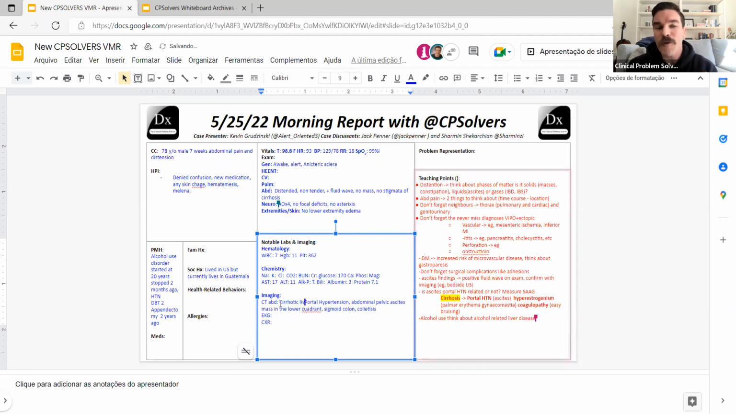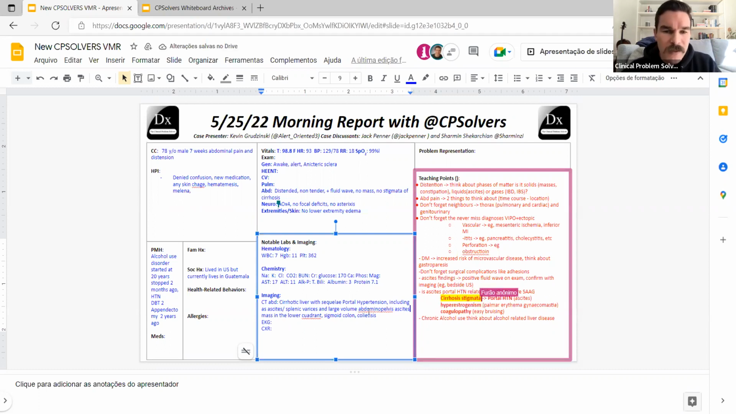But so far where we are in the case is it's an elderly gentleman with a subacute course of abdominal pain and abdominal distension. We know that this gentleman has a background history of alcohol use disorder, and on exam we see features suggestive of ascites, but we don't necessarily see the other stigmata of cirrhosis. So we're primarily dealing with what seems to be ascites on exam, and then these very interesting lab and imaging findings that we have here.